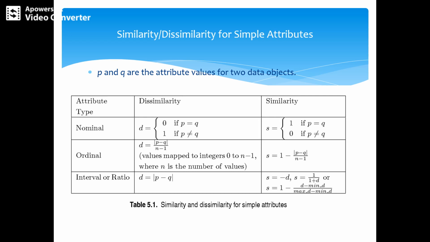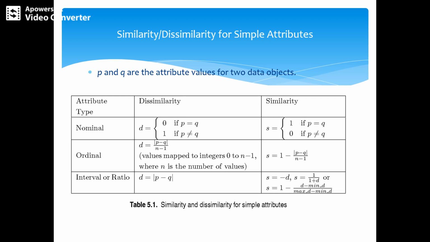Now the next one is ordinal. Here d equals the absolute value of P minus Q, divided by n minus 1, where values are mapped to integers 0 to n minus 1, and n is the number of values. That is dissimilarity for ordinal attribute types. The similarity is s equals 1 minus the absolute value of P minus Q divided by n minus 1.